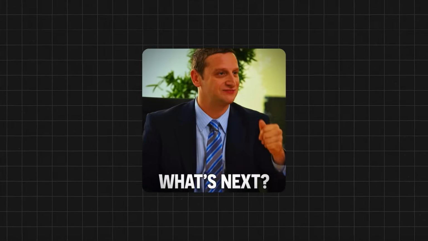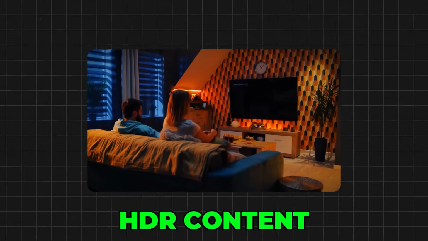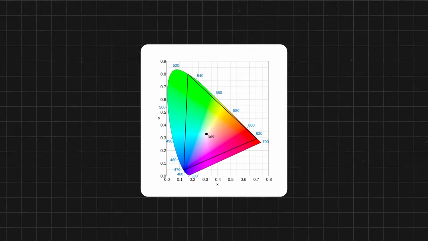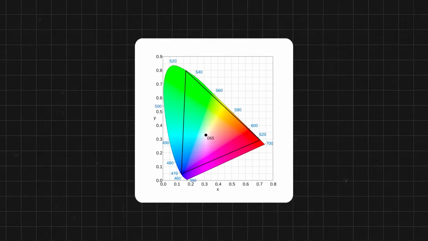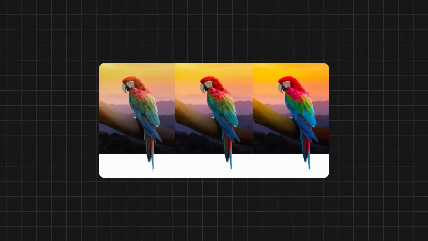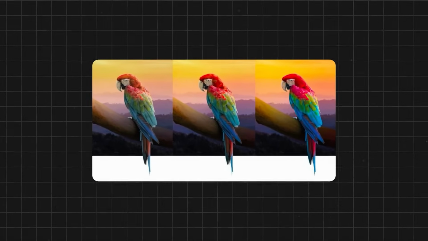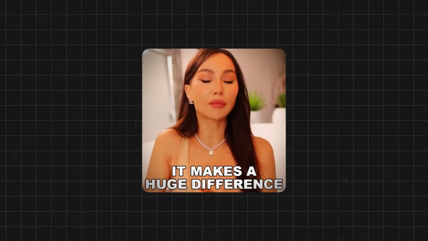Looking even further ahead, there's Rec 2020, the ambitious standard for ultra-high-definition television and HDR content. Its triangle dwarfs sRGB, covering a much larger portion of the visible spectrum. The difference between watching nature documentaries on a standard display versus one that supports Rec 2020 is like comparing a postcard to being there in person.